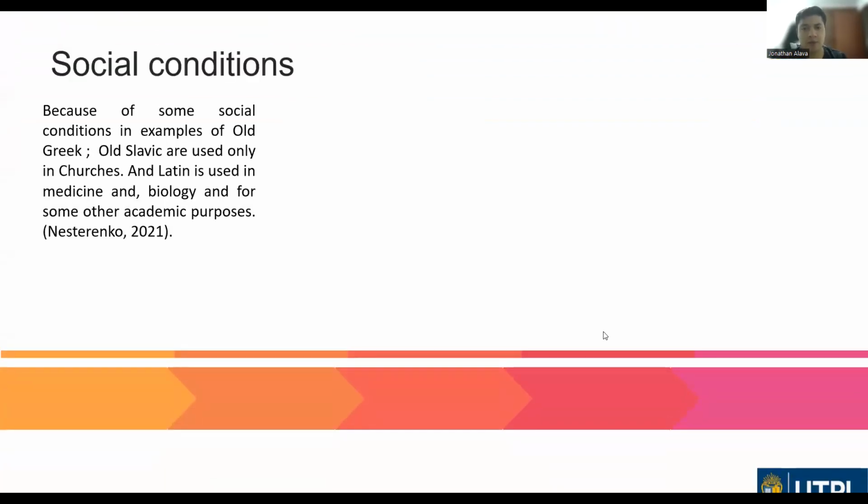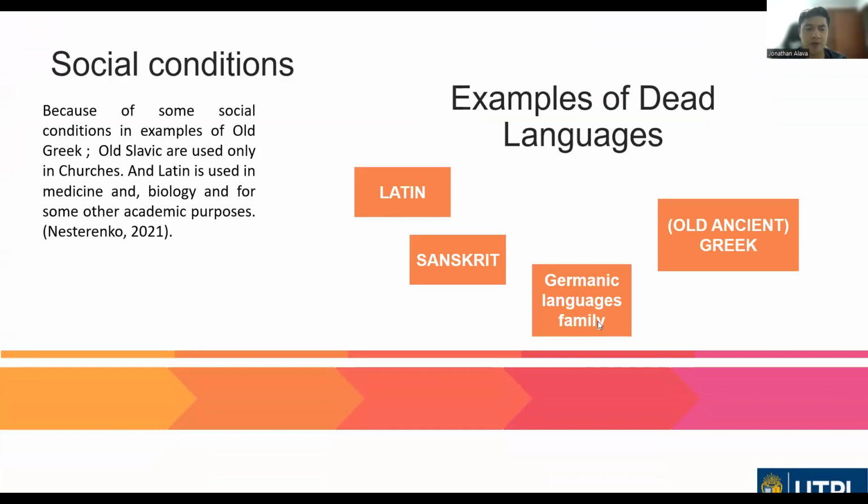Okay, let's focus on some examples of dead languages and also let's refer to some social conditions. The social conditions keep some dead languages kind of alive in terms of their use in some specific contexts. For example, we have religious purposes and academic purposes. Latin is used in some medicine and biology aspects too. And also for religious purposes, Latin is used in the Vatican to read some fragments of some old books. And Old Greek is also used, and Old Slavic is used in some churches, for example.